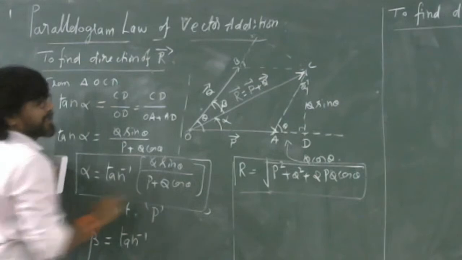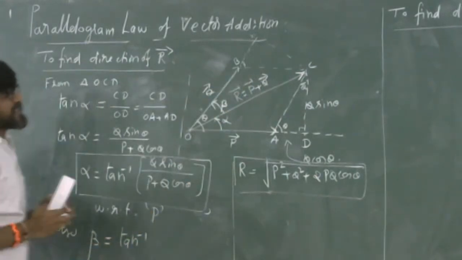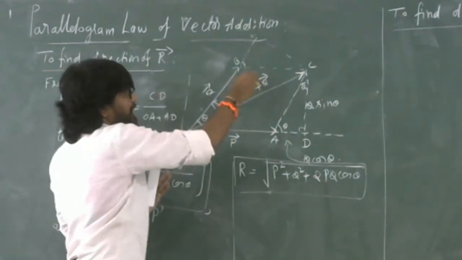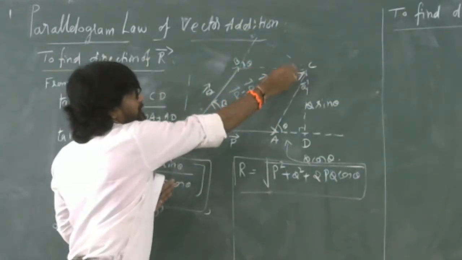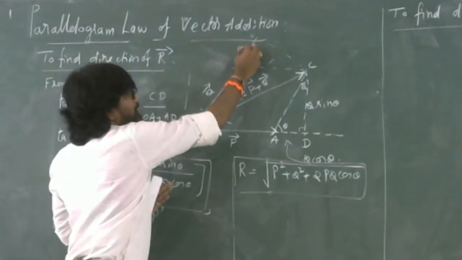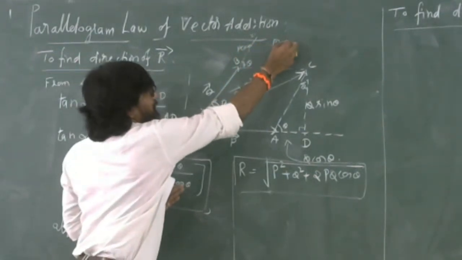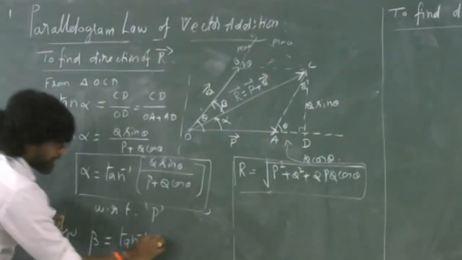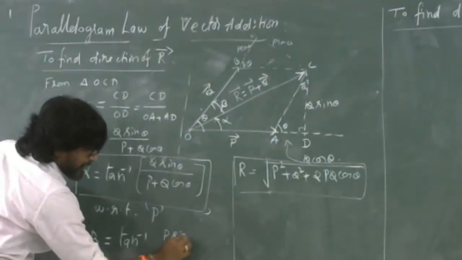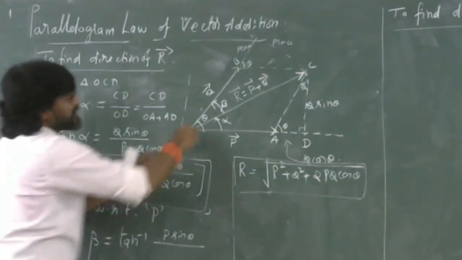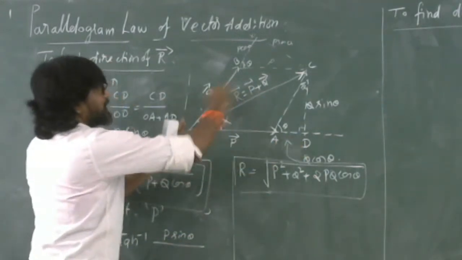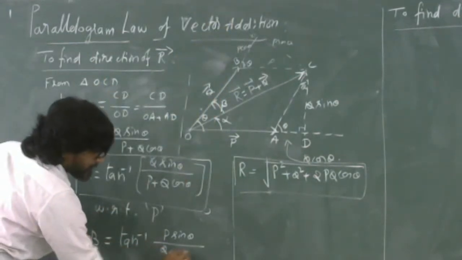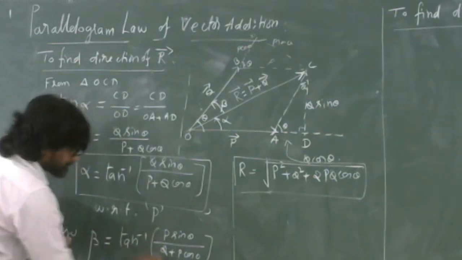Are you getting? So we can say that this is Q direction, this is P direction, this is theta, this is P, which means this will be P cos theta, this will be P sin theta. So in place of Q sin theta I get P sin theta. So here it will be P sin theta divided by, in place of P plus Q cos theta here, Q plus P cos theta units.